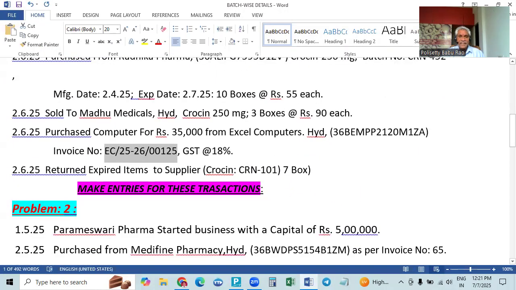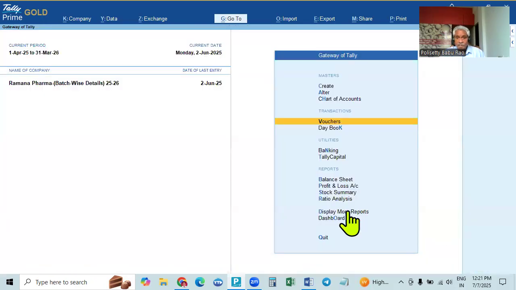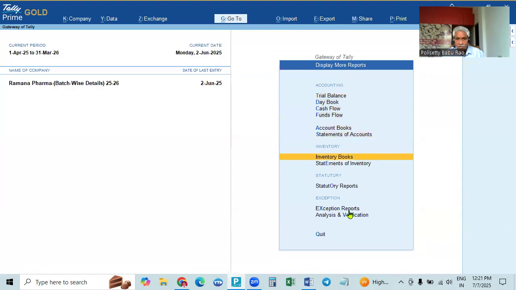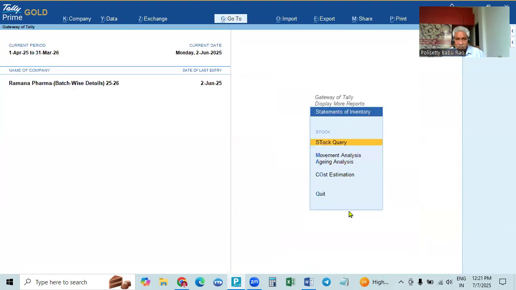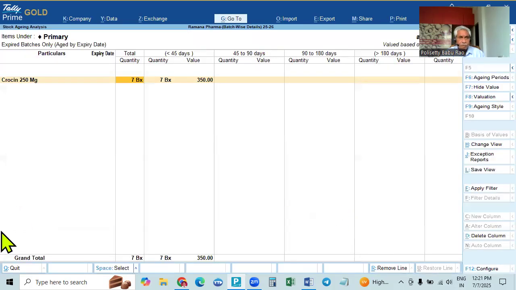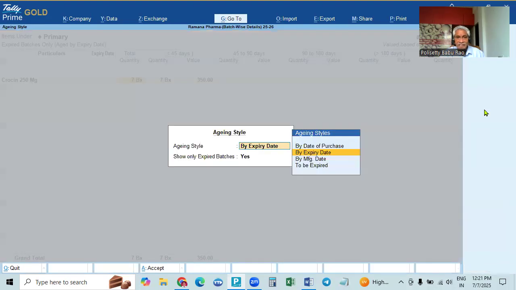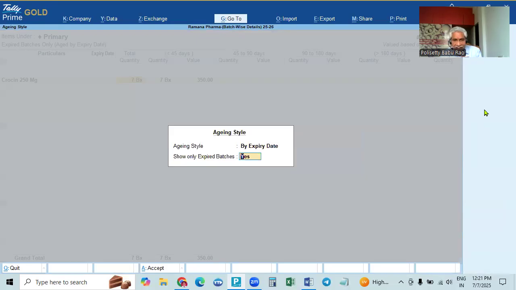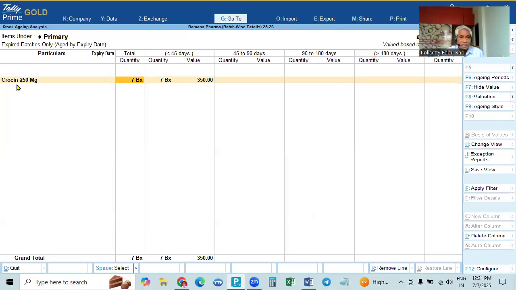So everything is over. And then here, you go and see this display more reports and come to statement of inventory, aging report, primary. If you take all this, see here, it shows only expired goods, aged by expiry date, because here expiry details were taken, expiry date and expiry batches only we are taking. That is why it is showing only the expired goods, which expired on 31st May. All other stocks are active.